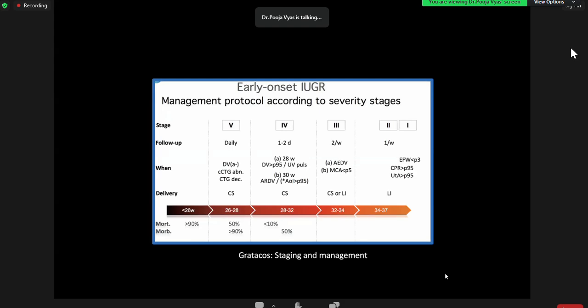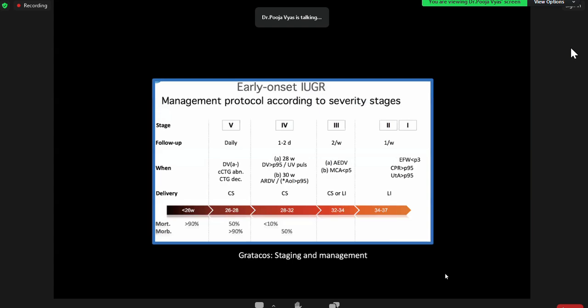In stage 4 of early onset FGR, when we get umbilical vein which shows pulsatile flow or DV which shows more than 95th centile at around 28 weeks, or we get absent to reversed end diastolic flow at around 30 weeks, that's when we will try to deliver the baby at 28 to 32 weeks.